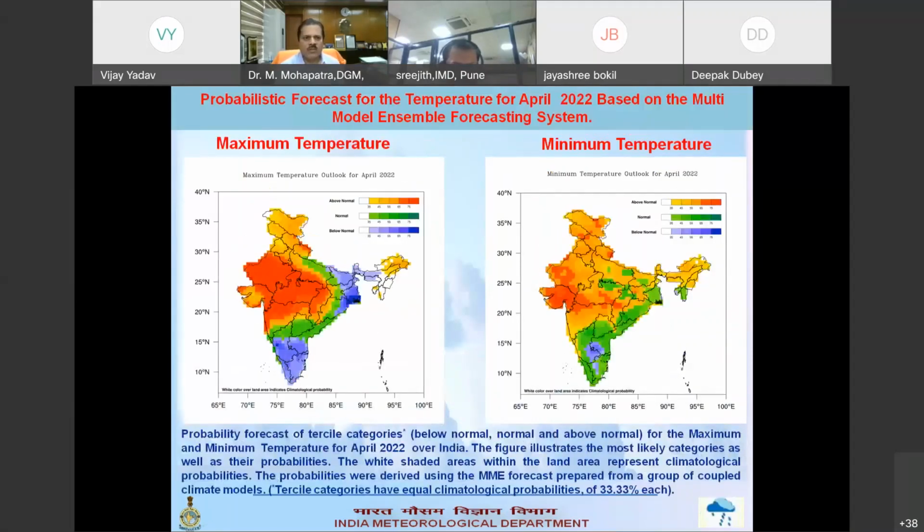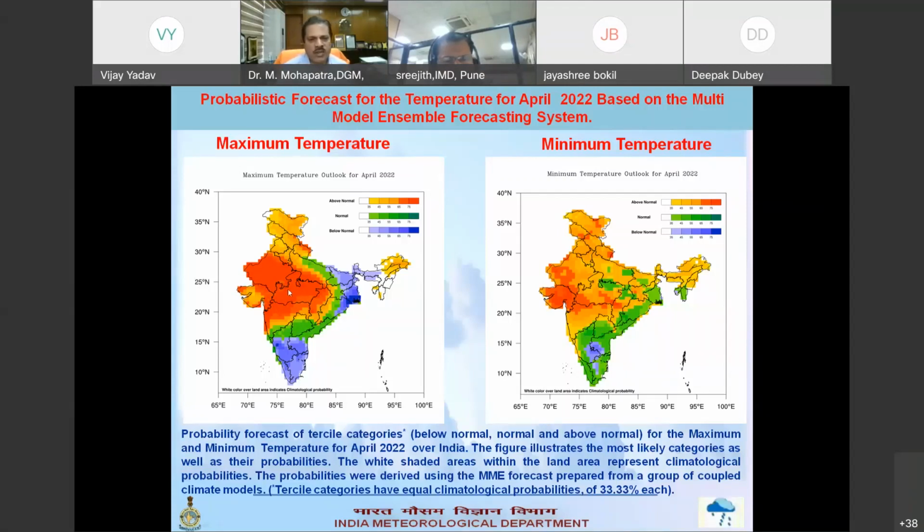Well, now coming to the probabilistic forecast for April 2022, the left-hand side is the maximum temperature. What we find is that the multimodal ensemble forecast scheme of the India Meteorological Department, developed by the Climate Research and Services Division of IMD at Pune, suggests that we can expect above normal temperature over a major part of northwest India and central India, especially extending from Gujarat, Rajasthan up to Chhattisgarh, across northern parts of Maharashtra and Madhya Pradesh.